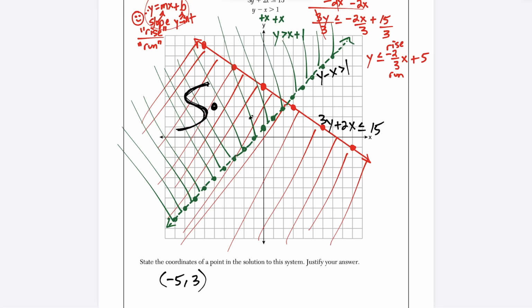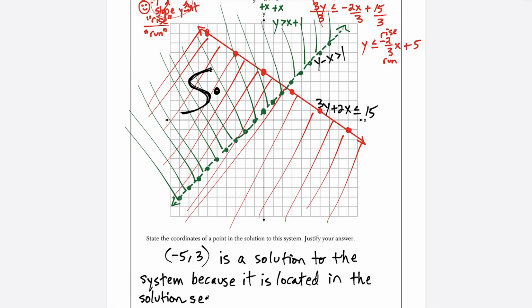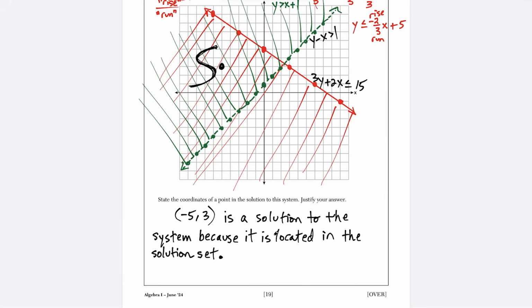How do we justify our answer? We could say that this point lies in the solution set of the system of linear inequalities. Or if we wanted to, we could plug this x and y into both inequalities and show that it checks out. So this explanation here would get us full credit.